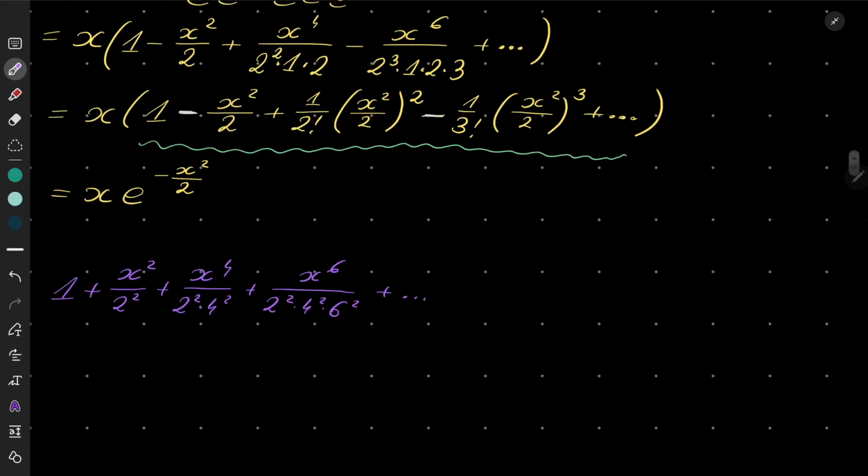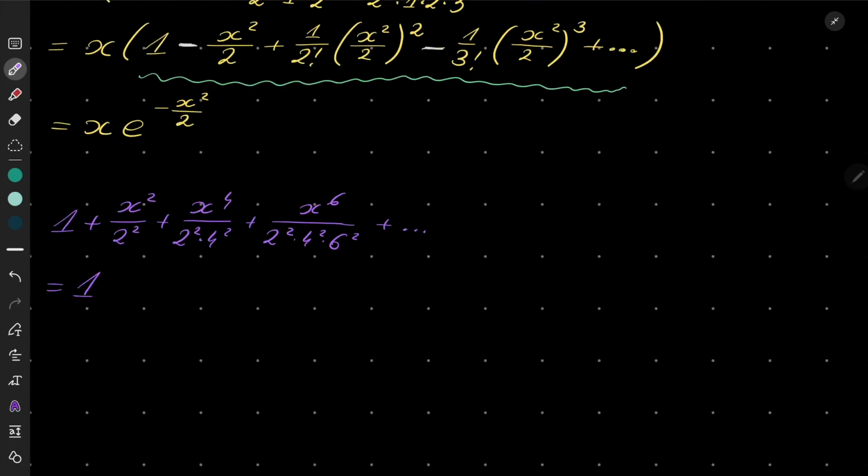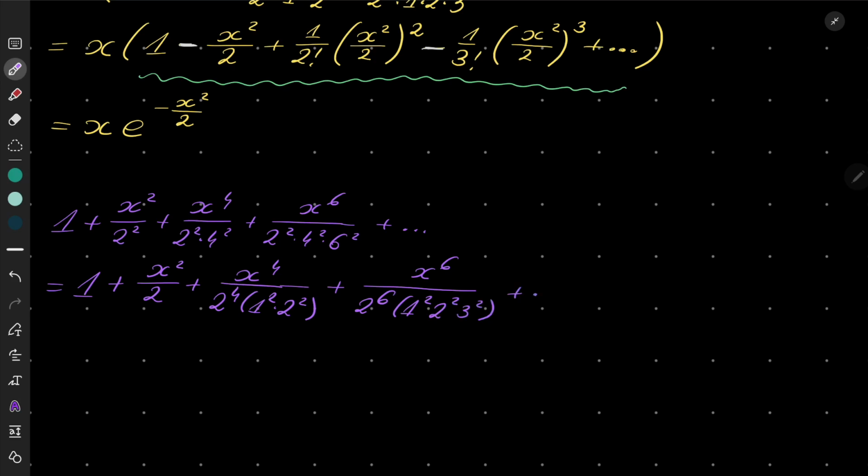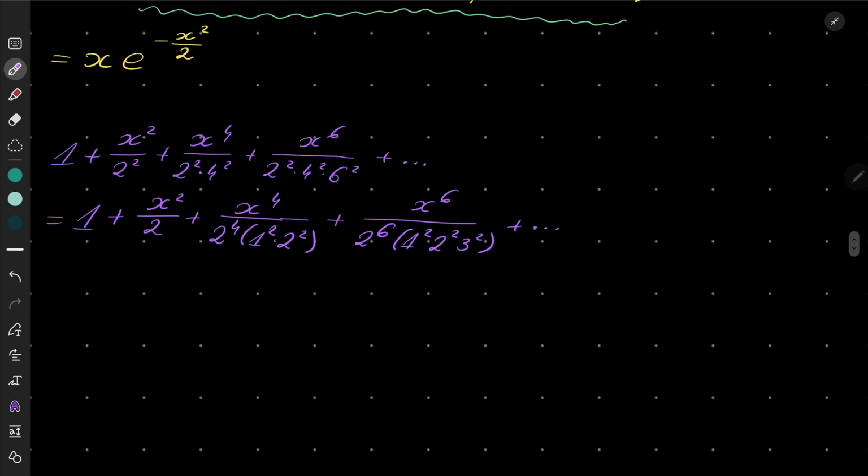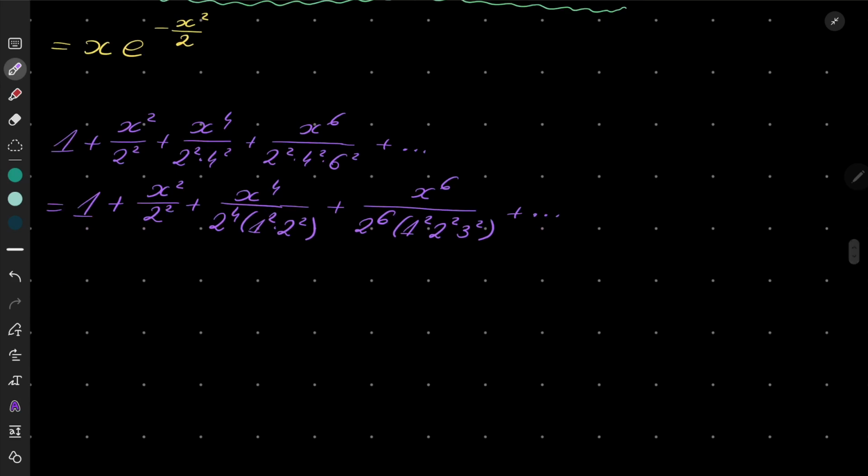Namely, first I can factor out powers of 2 once again. So I have 1 plus, let's say, x squared over 2 squared, plus x to the 4th power over 2 to the 4th power times 1 squared times 2 squared. Next term, I have x to the 6th power, and I can factor out 2 from that, and from that as well, and we have squares, so we can factor out 2 to the 6th power times 1 squared, 2 squared, 3 squared, and so on. And you probably see the pattern. I hope that you see the pattern. The square was missing in the second denominator.